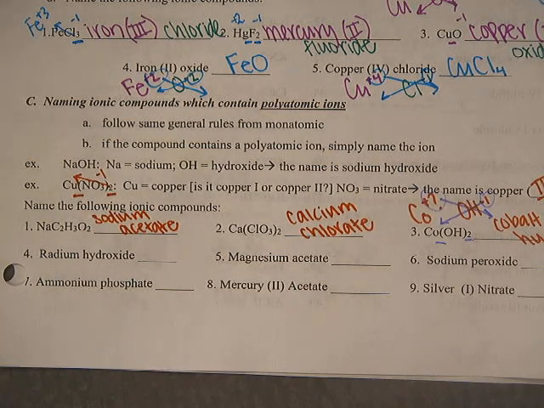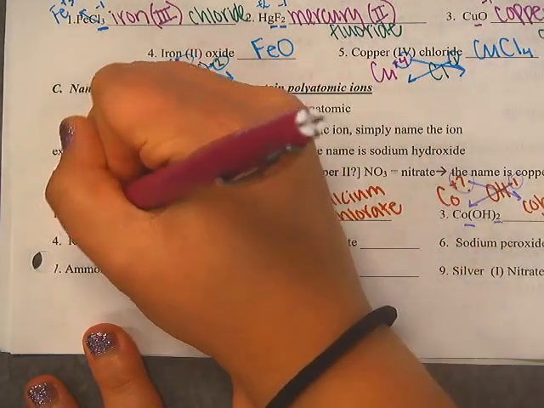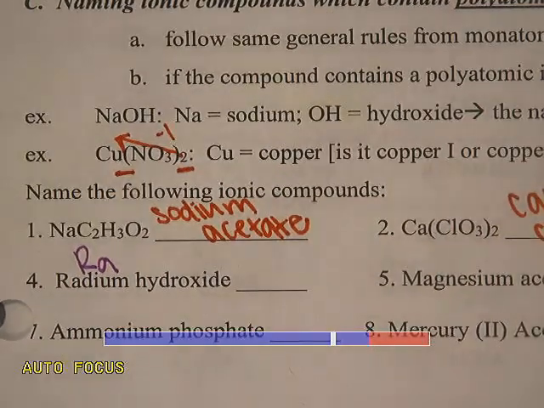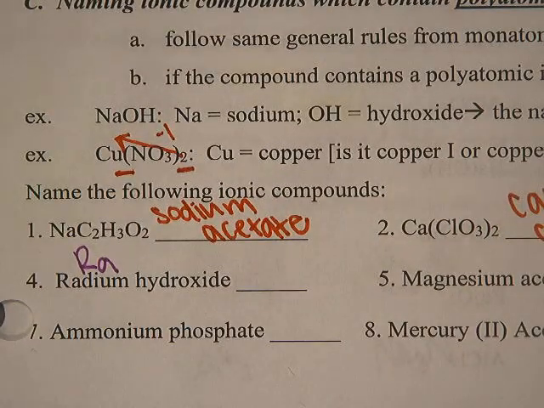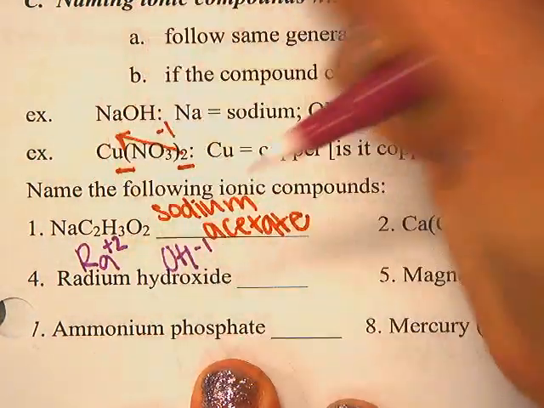All right, for the rest of them on the bottom of page 3, you're really just breaking it down into the cation and the anion. So in most cases, it's going to be a metal and then a polyatomic ion. Here we have radium hydroxide. Radium is Ra. And according to your periodic table, what is the charge for radium? Plus 2. And then hydroxide is OH with a -1 charge.